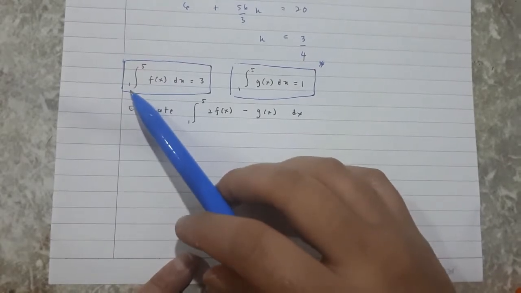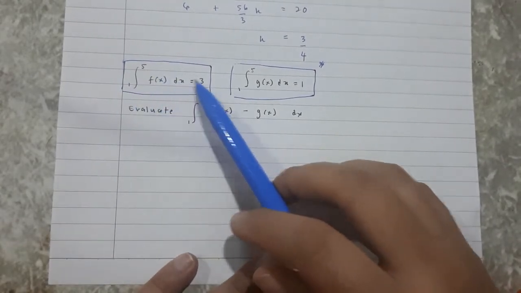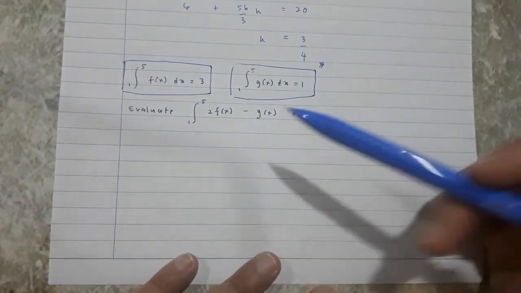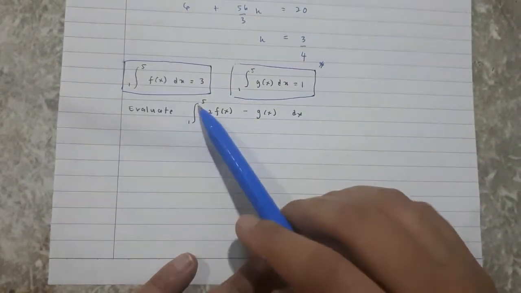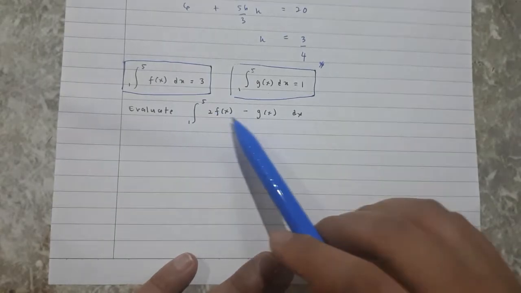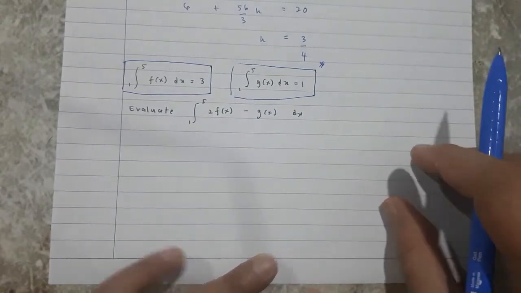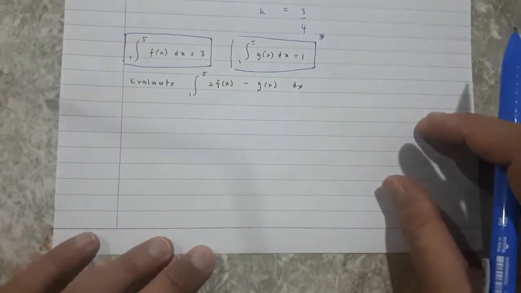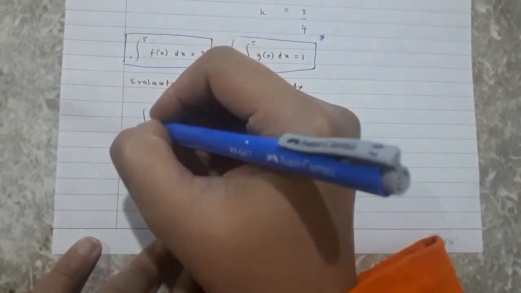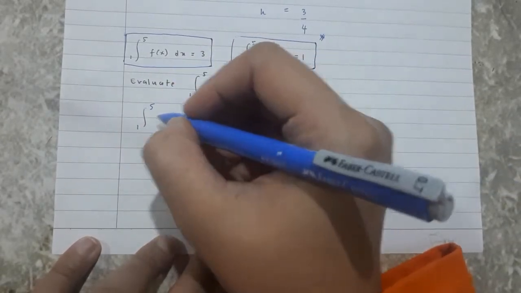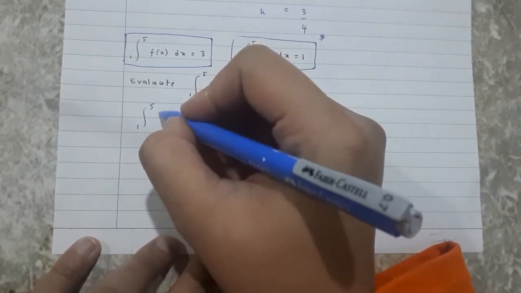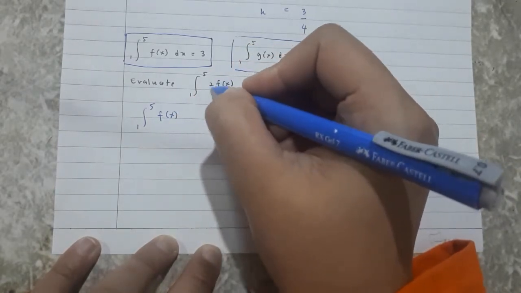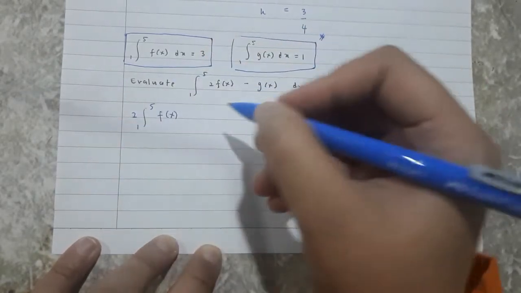We are given the integration from 1 to 5 of f(x) dx equals 3 and integration from 1 to 5 of g(x) dx equals 1. We are asked to evaluate the integration from 1 to 5 of 2f(x) minus g(x) dx. Here we can apply the properties of definite integral. Number 1, we can separate. And because 2 is the coefficient, we can factorize 2.